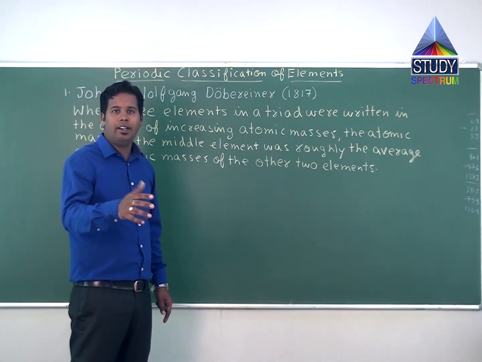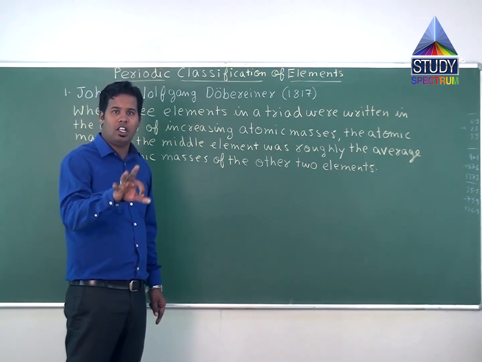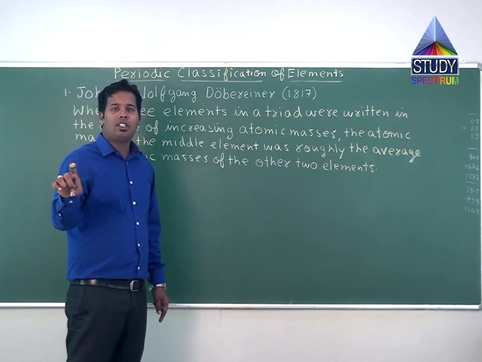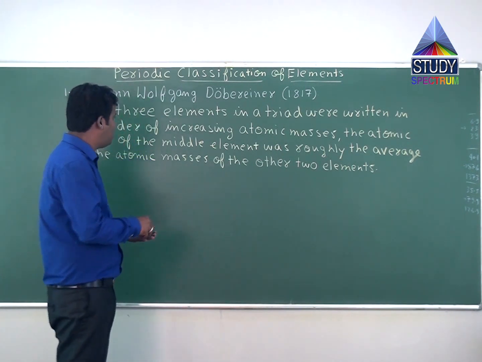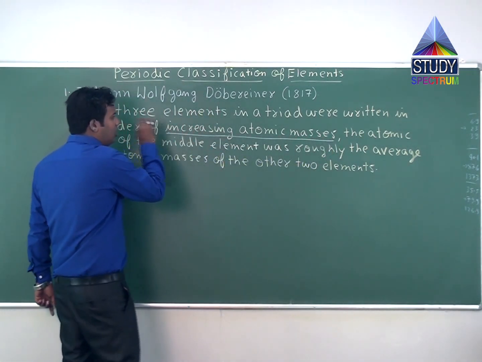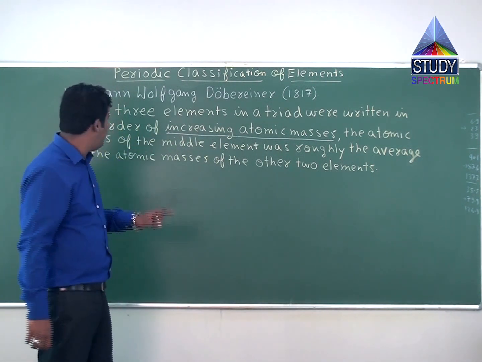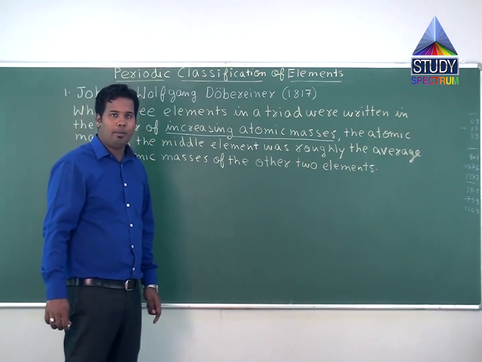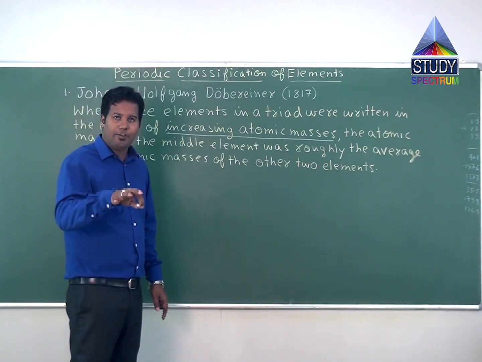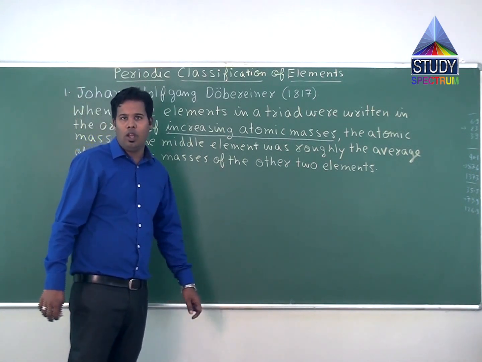I hope you remember I said the common basis between the first three recognized scientists was they assumed that the elements are arranged in increasing order of atomic masses. And here in this statement of the law of triads, the German scientist states that when three elements in a triad were written in the order of increasing atomic masses, the atomic mass of the middle element was roughly the average of the atomic masses of the other two elements.